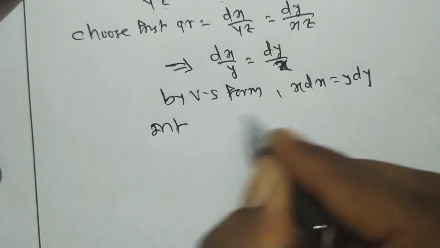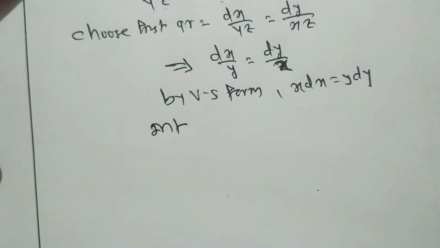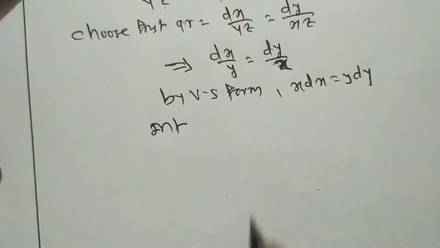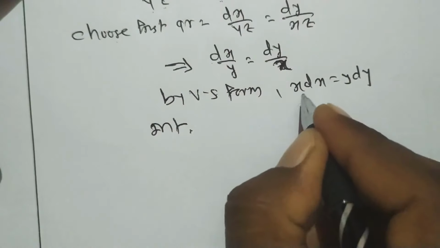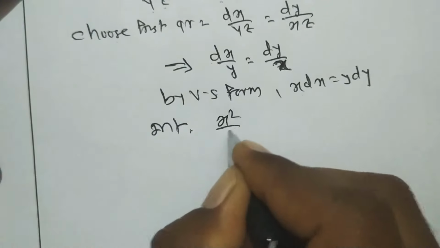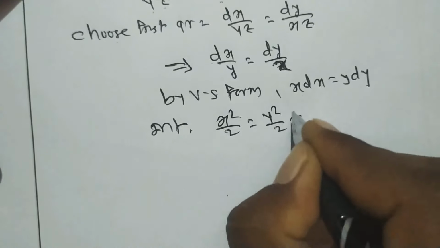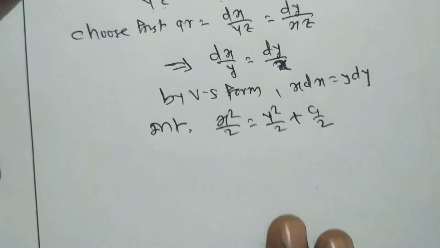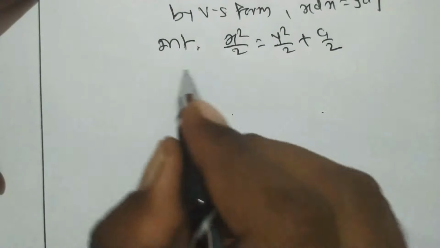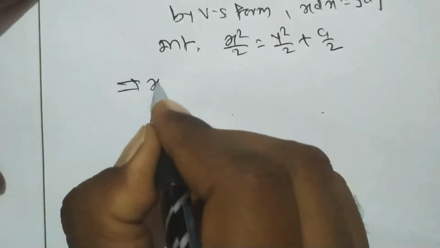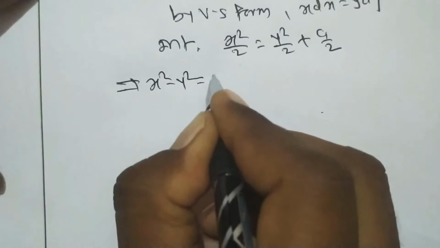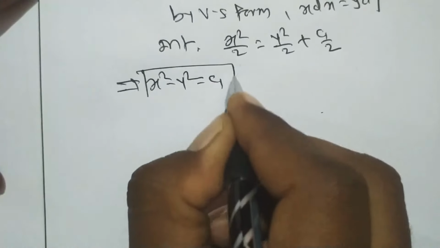So integrate. How do we find the solution of the given differential equation? By taking integration. Integration of x dx is x square by 2, is equal to integration of y dy, which is y square by 2, plus a constant of integration, say c1 by 2. So this 2 gets cancelled. The solution is x square minus y square is equal to c1. So this is the first solution.